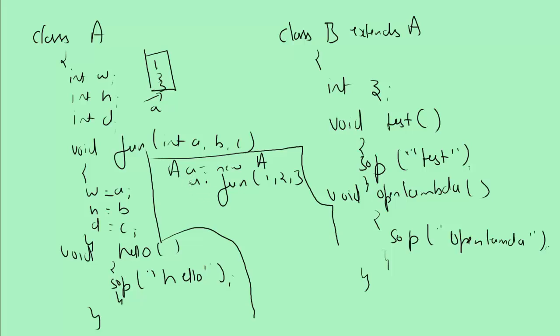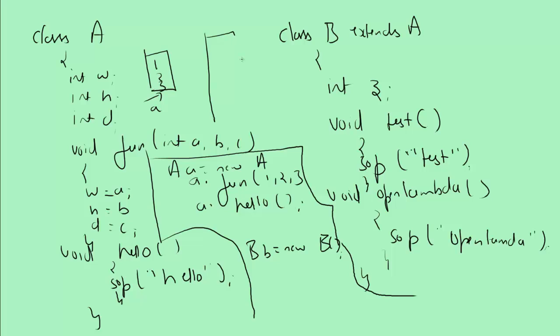So now through A, what are the members I can access? I can only access members called W, H, N, D, fun and hello. I will not be able to access any other members, not the subclass members. The superclass doesn't have any knowledge of subclass when the object gets created, right? Now I can also go ahead and say B is equal to new B. This can be done, right? So when I do this, what has happened?